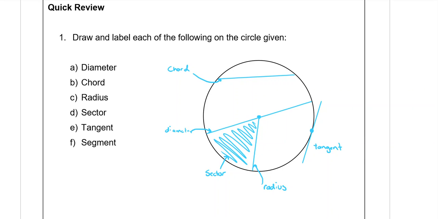And finally, the segment is the area that's cut off by the chord. So this little part in here, I'm going to label that the segment. Okay, good. So question two.